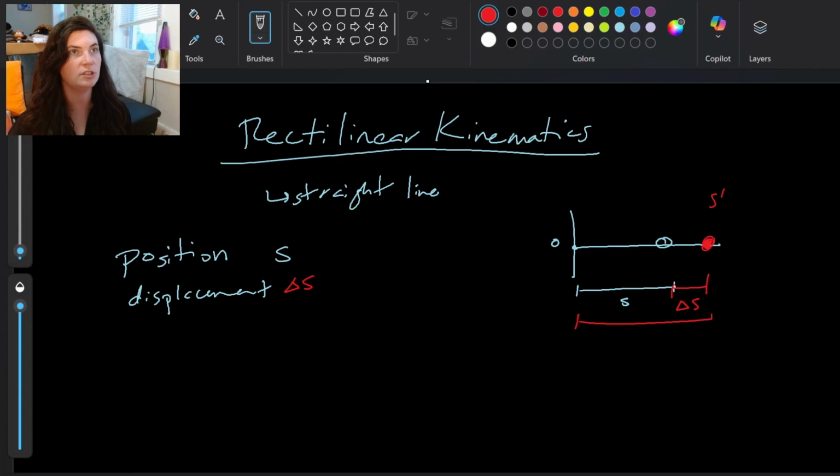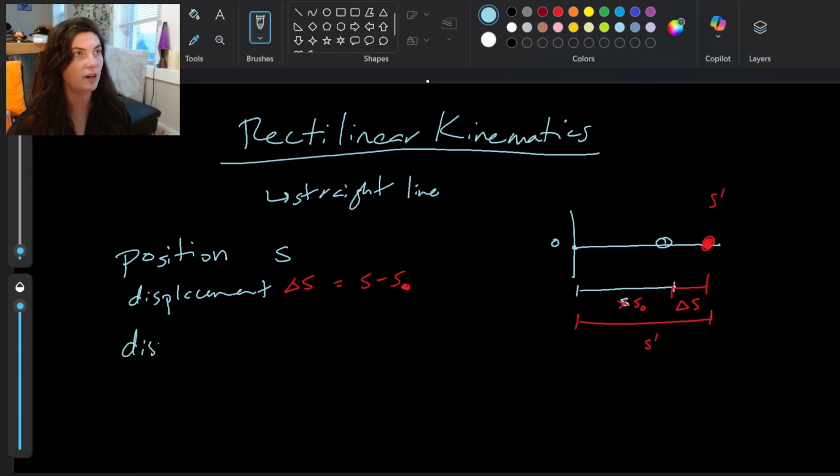For this new position distance, you can call it S prime, or sometimes you may see it as the new distance is S, and that original distance is S naught, or initial. So S minus S naught. New position minus initial position. That's going to be our displacement. And this again can be different from the distance traveled. The total distance traveled that the particle has gone could be different from the position and from the displacement.